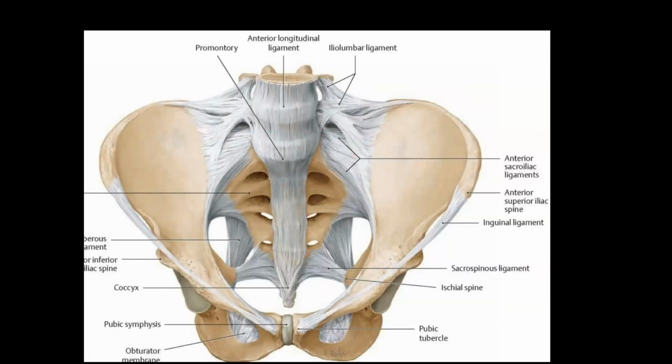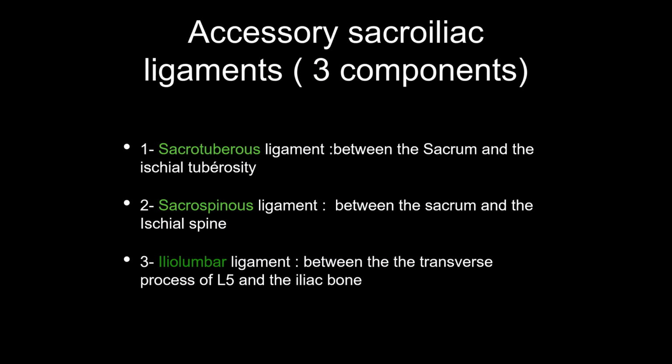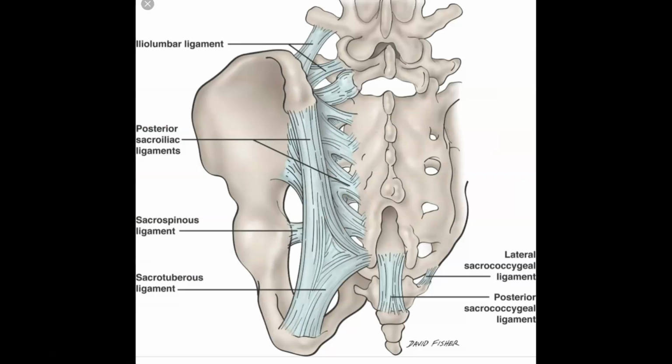So as we said, sacrotuberous, sacrospinous, and iliolumbar. Again, we have posterior sacroiliac ligament, short components, long components, and the sacrospinous and the sacrotuberous. Above the sacrospinous is the greater sciatic foramen. Below it is the lesser sciatic foramen. You can revise the anatomy.